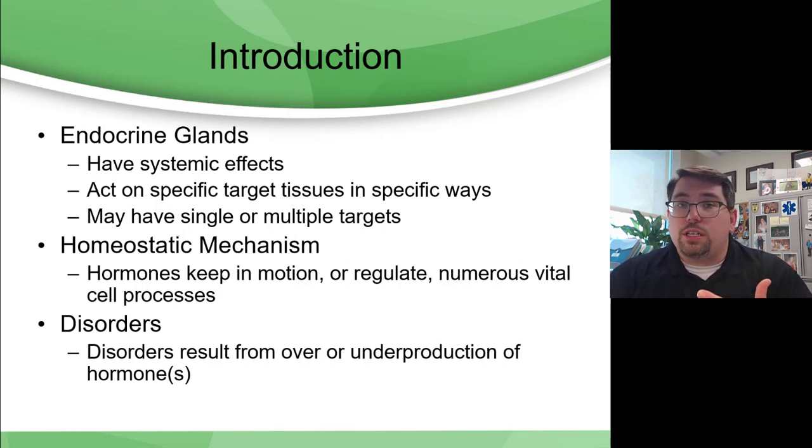We know, as we talked about the homeostatic mechanisms, hormones help keep our body in motion or regulate all the different cell processes that keep our body functioning at peak performance. And we know that when there are alterations in that normal homeostatic mechanism, such as disorders, they're going to result from an under or an overproduction of those specific hormones.